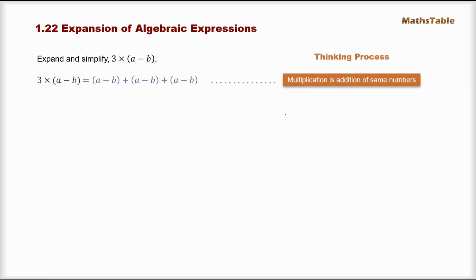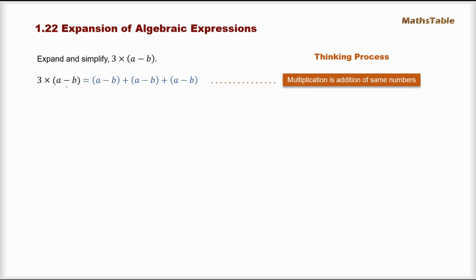Now, in the next section, we are going to discuss expansion of algebraic expressions. Expansion simply means that if an expression is written in the form of brackets, just like here, we have 3 times (a minus b), we just need to open up these brackets and hence obtain a complete expanded form of the expression. So if we need to expand this expression, we can recall from the definition of multiplication that multiplication is the addition of the same numbers.